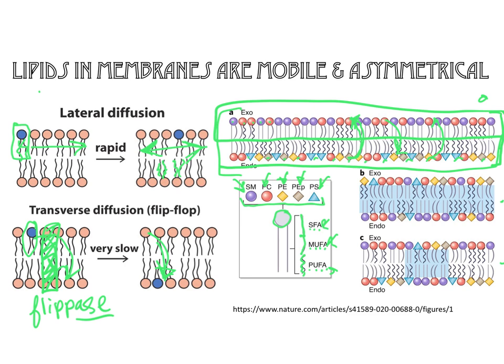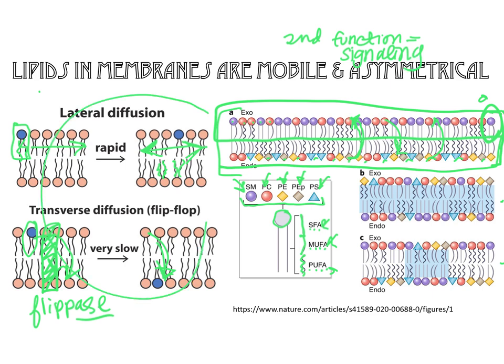How else can I describe this? The asymmetry means that the phospholipids have a second function, and their second function is signaling. And the reason they're able to be signaling is because of the movement.